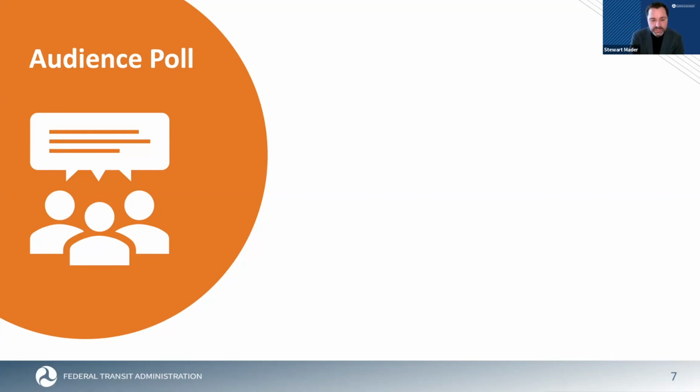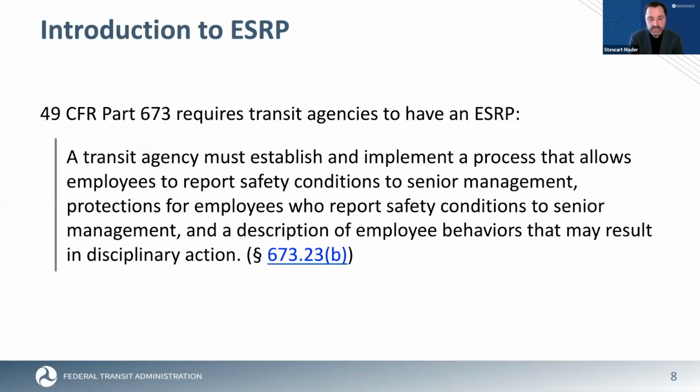And I want to start off our presentation with just a reminder of the requirements of an ESRP in the PTASP regulation. Part 673.23b requires transit agencies to establish and implement a process that allows employees to report safety conditions to senior management. And remember, this includes both those who are directly employed by your agency, as well as contractors. And this part also requires transit agencies to establish protections for those who report safety conditions to senior management, along with a list of behaviors that may result in disciplinary action.